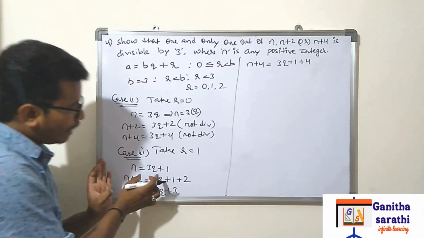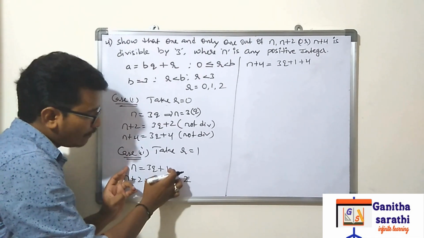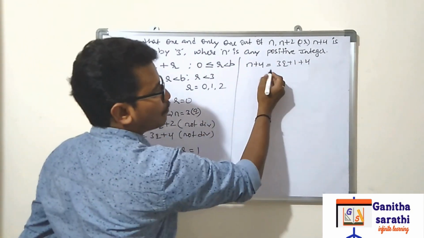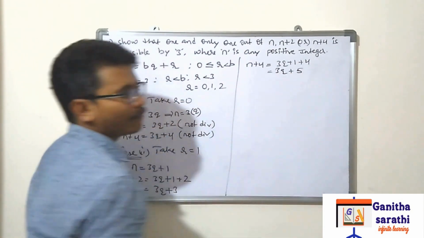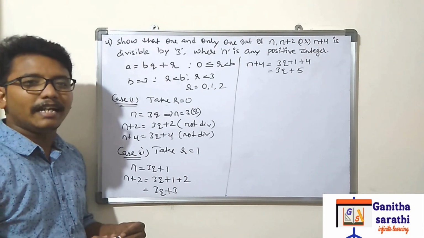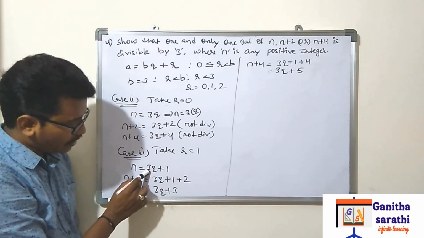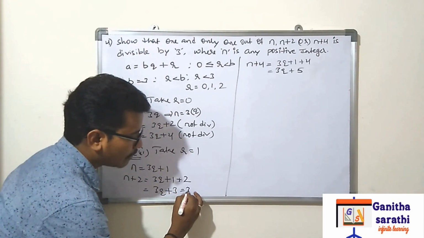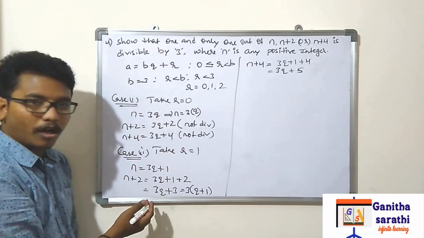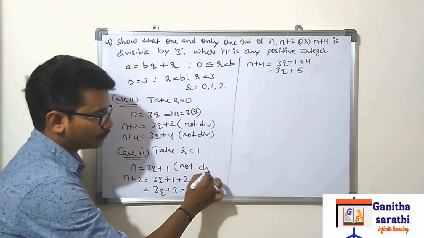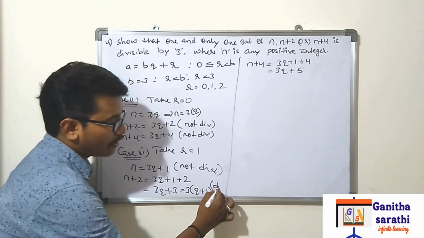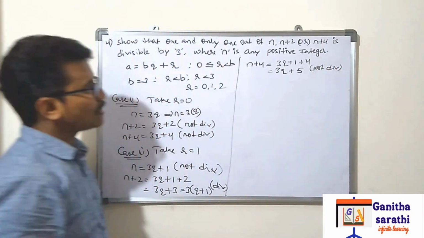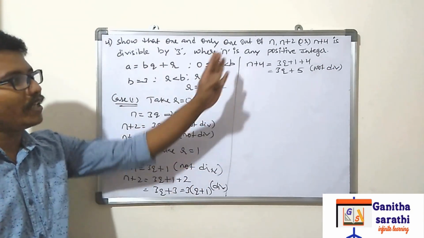Remember carefully, you should substitute the total n value. What is the n value? 3q plus 1, you should substitute in the place of n, and plus 4 will also be there. So 3q plus 1 plus 4 will be 3q plus 5. Now in these 3, which one will be divisible by 3? First one, 3q plus 1, not divisible. Second one, 3q plus 3. We can write it as 3 into q plus 1. Can you take 3 common? Yes. So this one will be divisible. 3q plus 5, definitely not divisible. So in the second case, what did we get? n plus 2 is divisible by 3.